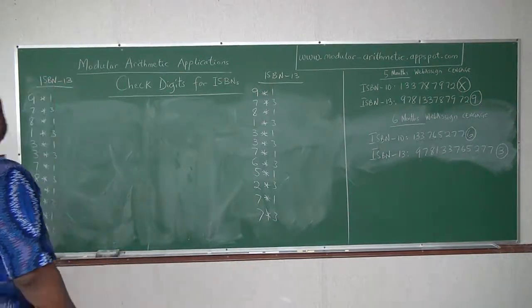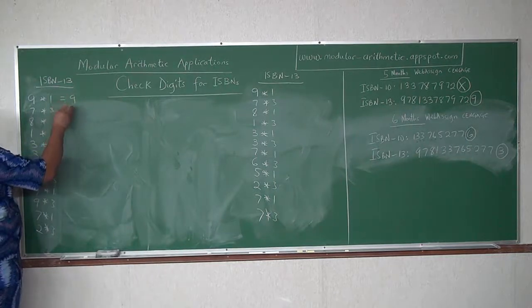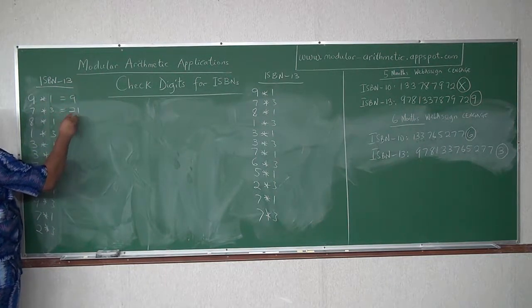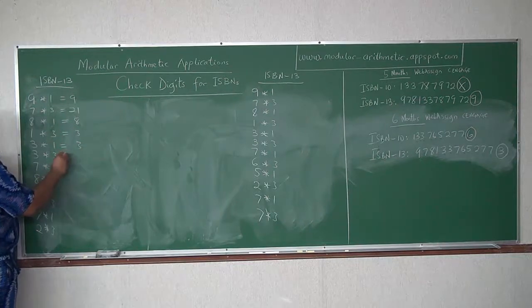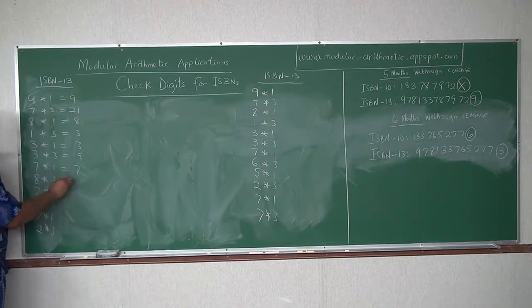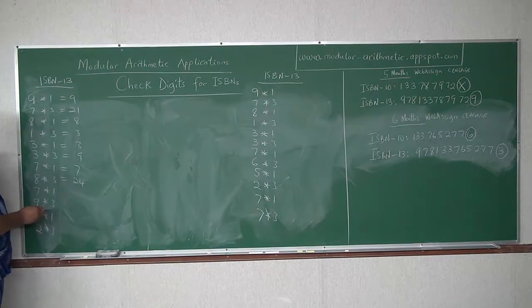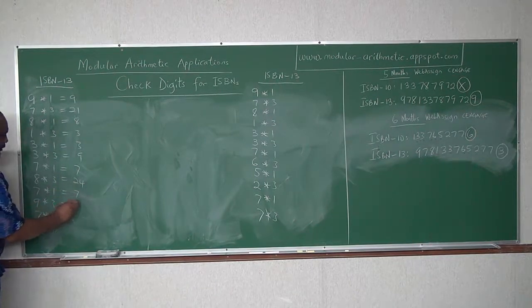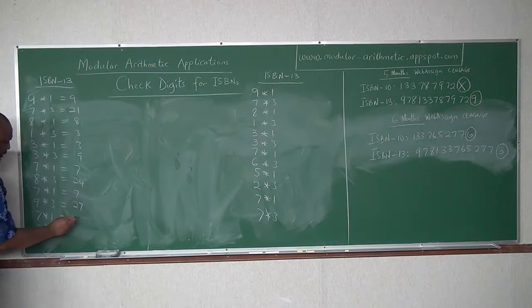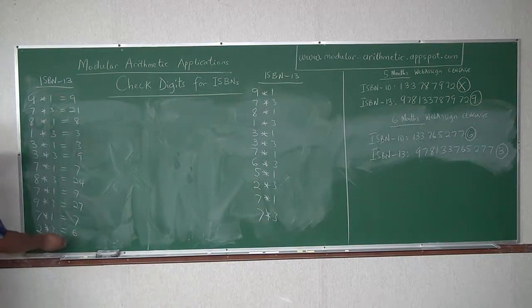Okay, so this is 9 times 1 is 9, 7 times 3, 21, 8, this is 3, 9, 7, 24, 7, 27, 7, and then 6. Okay, we need to add these up, folks. 9, 21, 8, 3, 9, 7, 24, 7, 27, 7, 6.